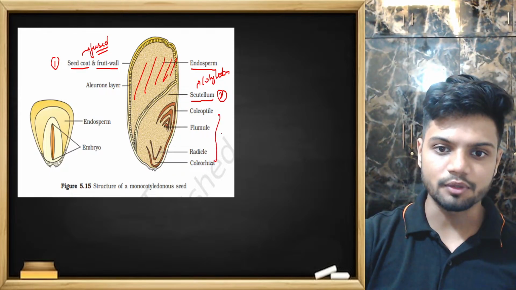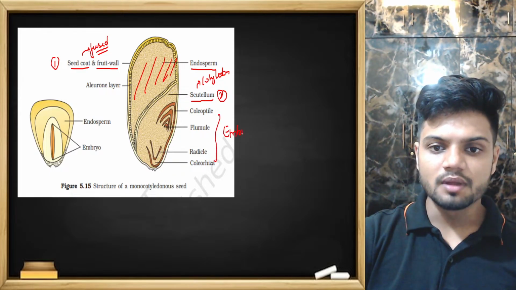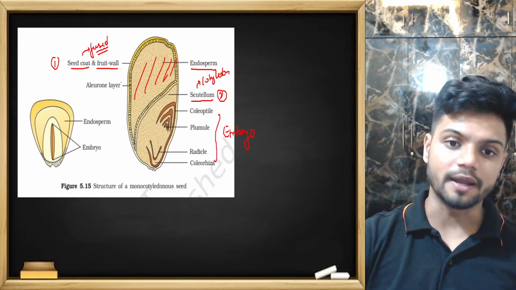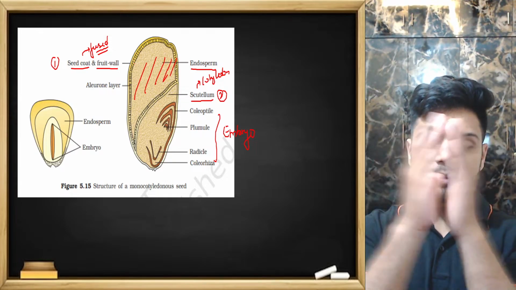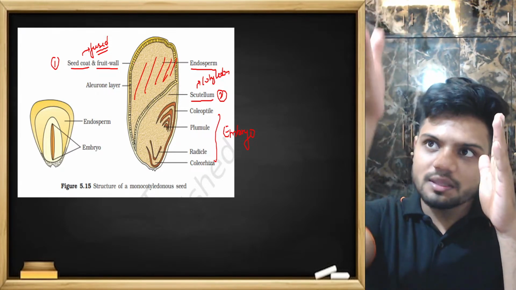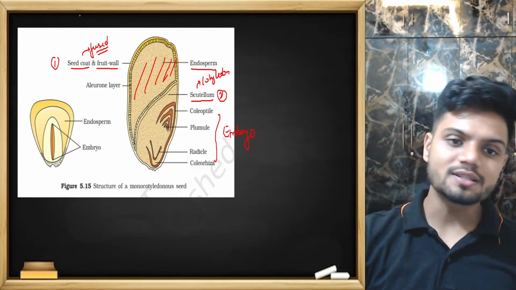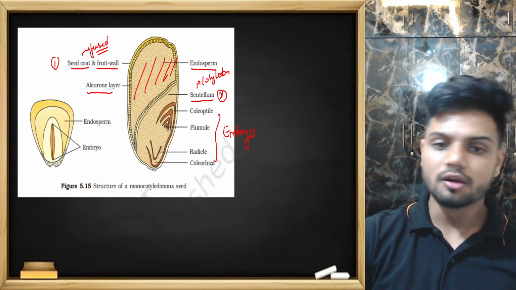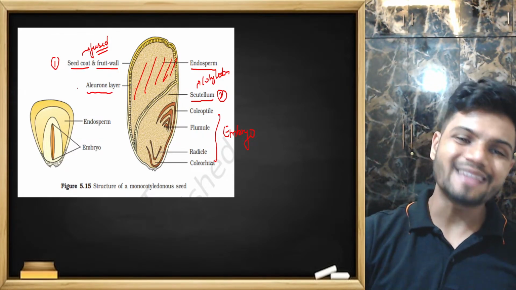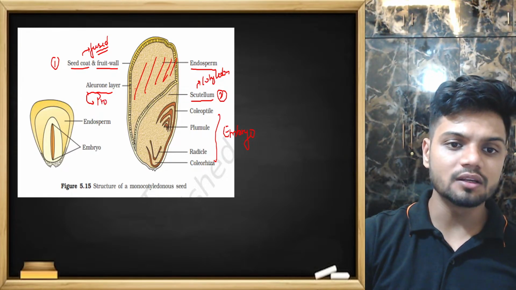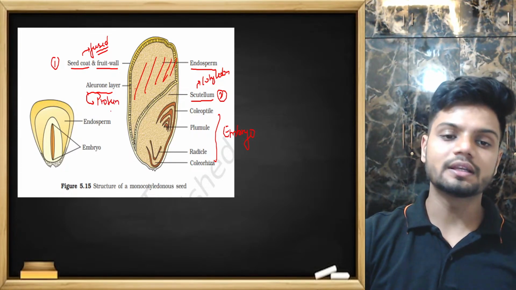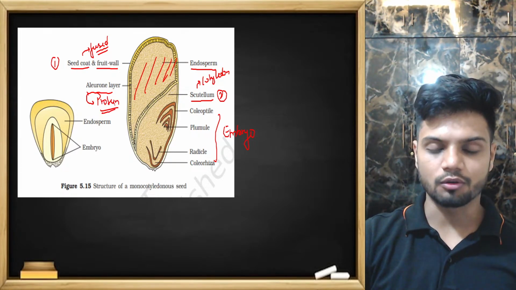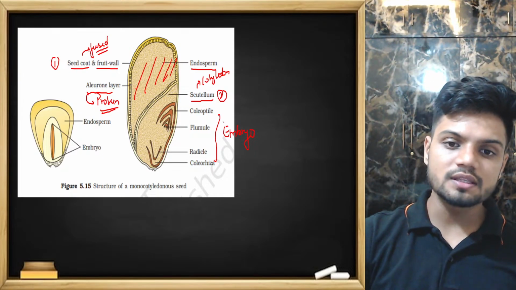This entire thing is the embryo. The endosperm and embryo are separated here. How? Because in the middle there is a separate layer called the aleurone layer. The aleurone layer separates the endosperm from the embryo, and it is a protein-rich layer. Now, if you look at the embryo, don't you think it is pushed to the side?